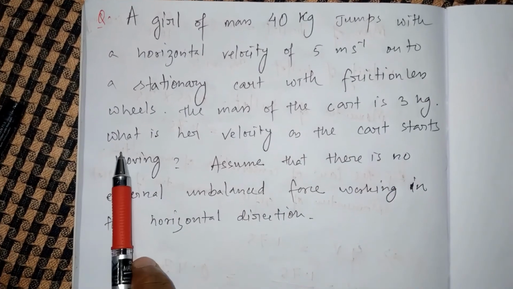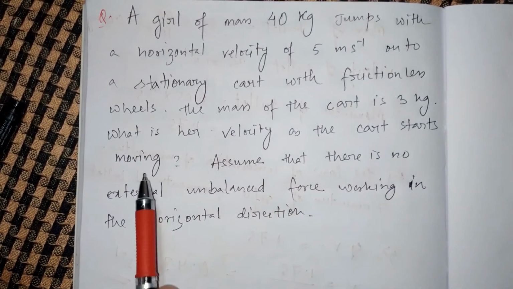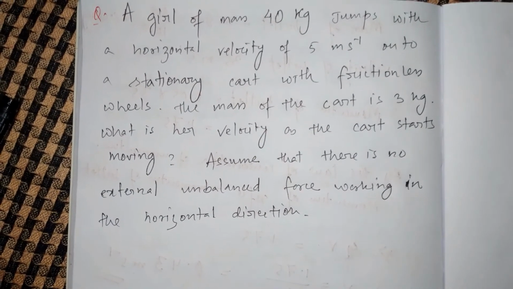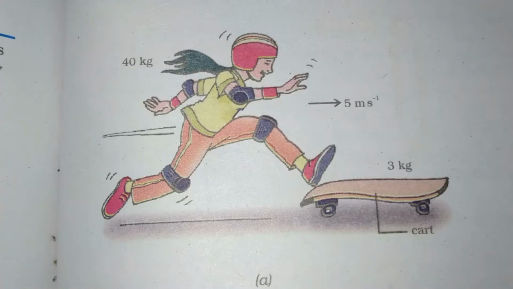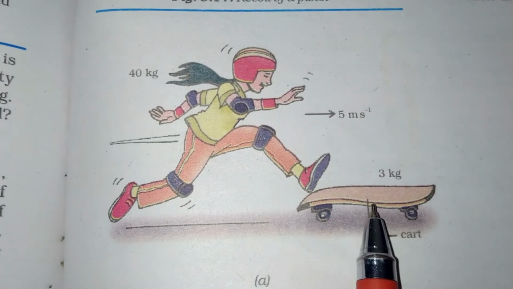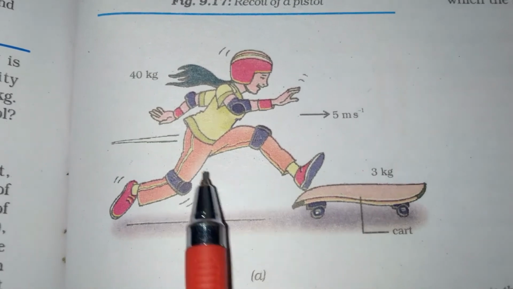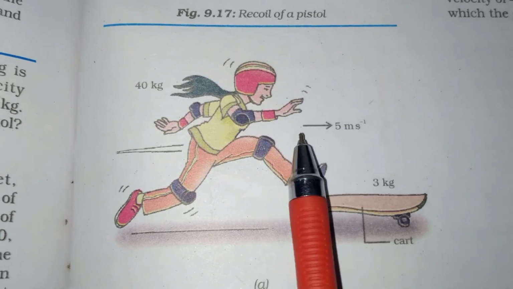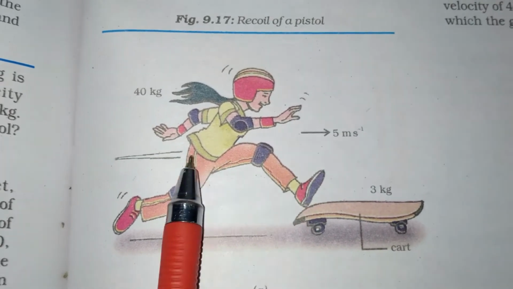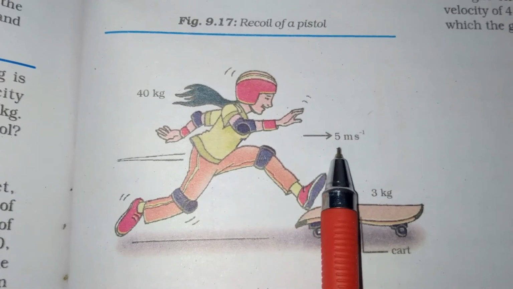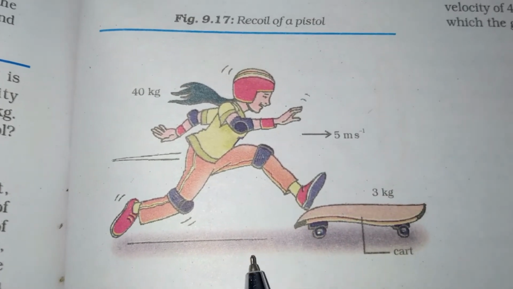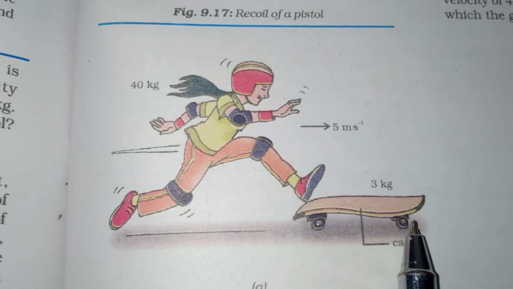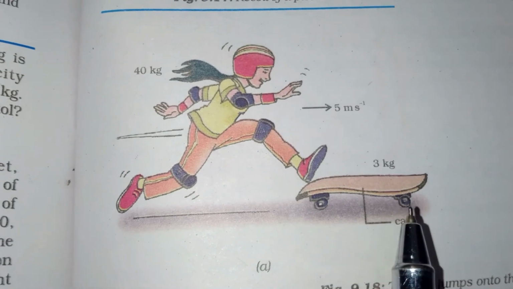What is her velocity as the cart starts moving? Assume that there is no external unbalanced force working in the horizontal direction. So let's understand the question. Here you see there is a cart and it is not moving, and a girl whose weight is 40 kilogram has jumped on the cart. She was moving horizontally, in this horizontal direction, with 5 meter per second velocity. So this is the case where she has not interacted with the cart. Let's see what happens when she interacts with the cart.